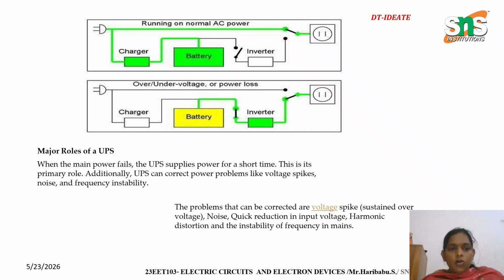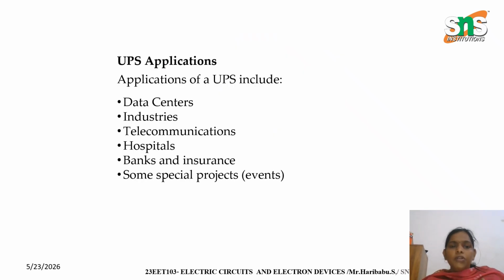The major role of the UPS is that when the mains is off, the UPS supplies power for a short time, acts as a main supply, and provides a good backup. The problems that cannot be corrected are voltage spikes, noises, and quick reduction in input, and there will be a little harmonic distortion. Let us see the applications of UPS. It is mainly used in data centers, industries, telecommunications, hospitals, and banks and insurance.